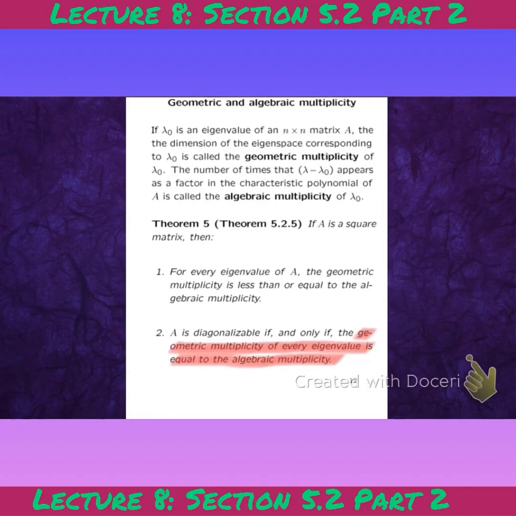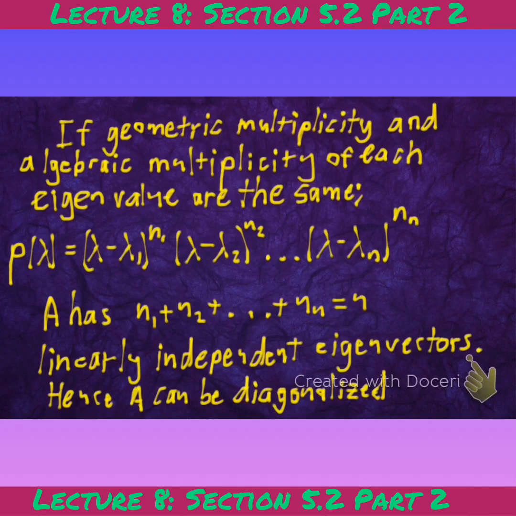Why is that the case? Look at it this way. If the geometric multiplicity and the algebraic multiplicity of each eigenvalue are the same, then the characteristic polynomial is going to look like this. It's going to have all these factors, and lambda 1 occurs in this polynomial as a factor exactly n1 times. Lambda 2 occurs n2 times, up until lambda n.